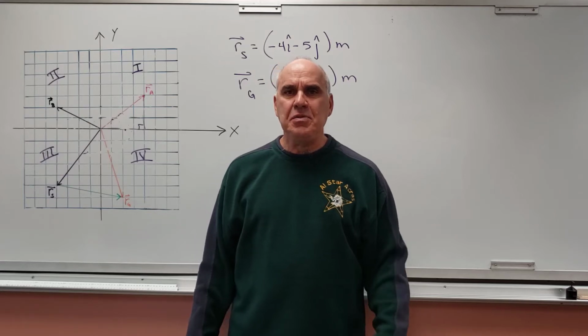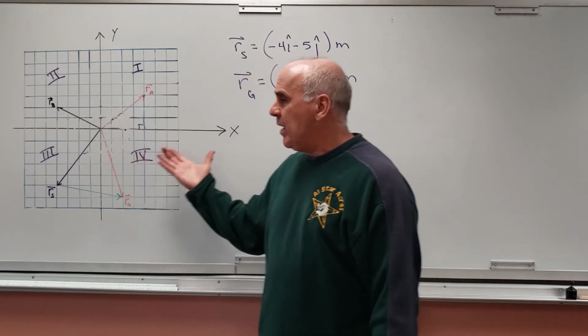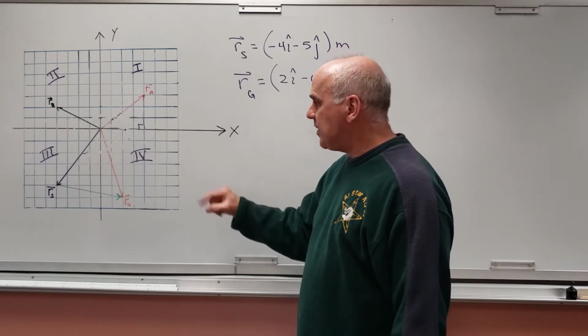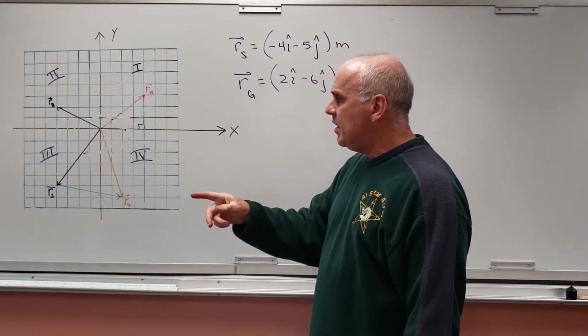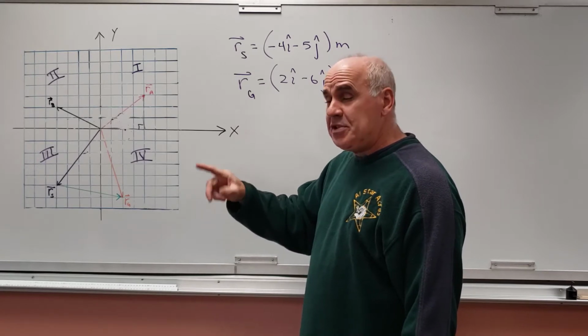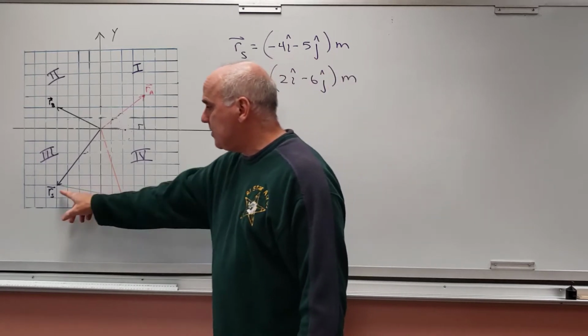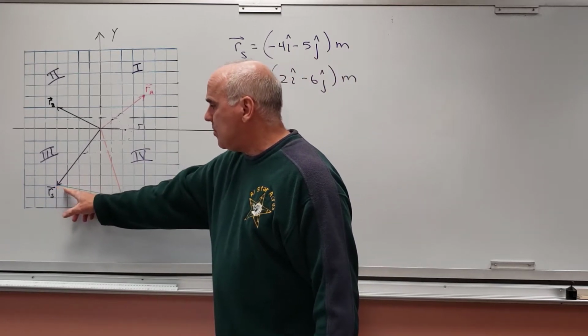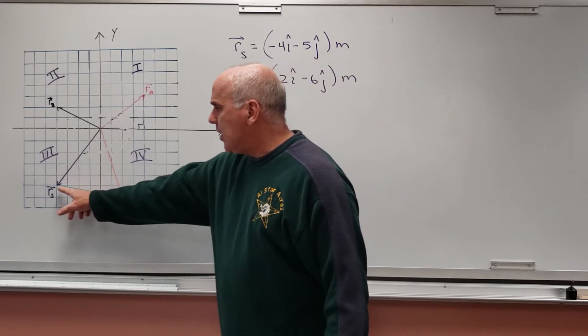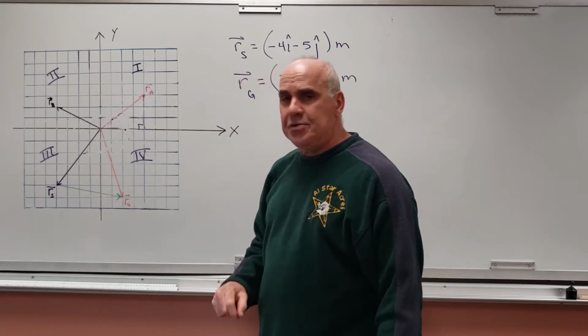Hey everybody, let's continue our discussion on vectors, and we'll continue with the position vectors. What I want to look at in this scenario is the position vector from Shelby to Grayson. I've drawn that out in green. My apologies if you're colorblind. I've drawn this green vector down here, and it goes from Shelby to Grayson.